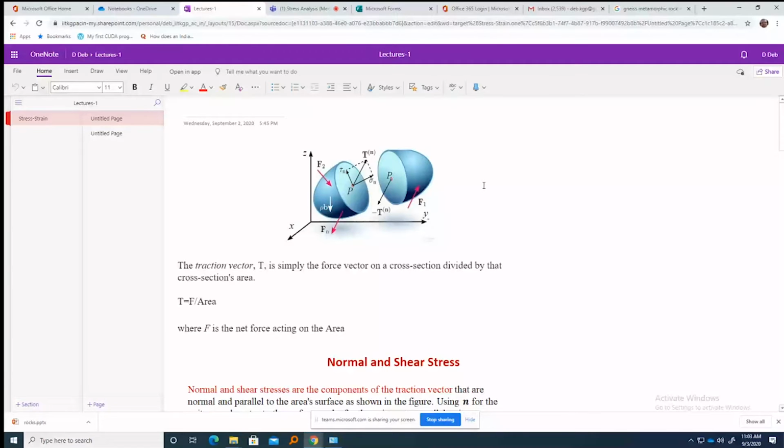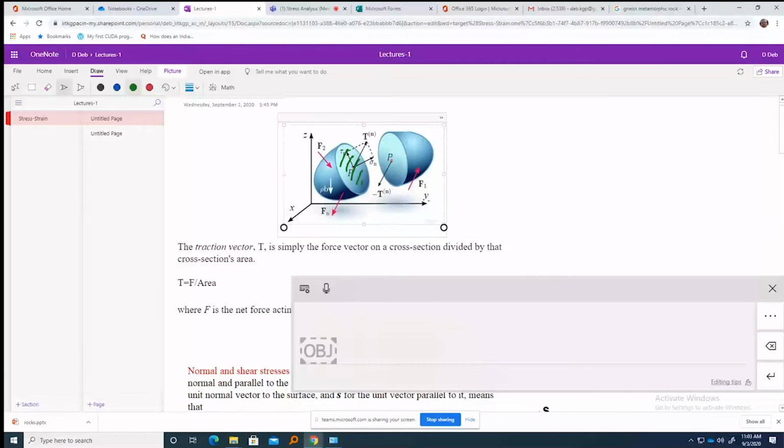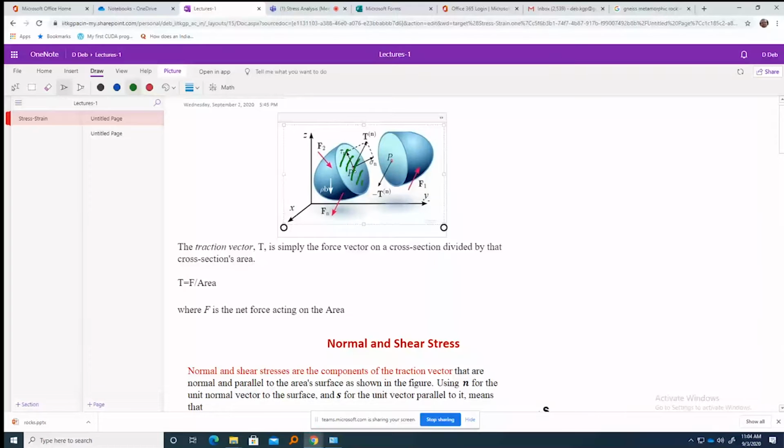Now, what is traction? We start from there. The traction vector is basically a force acting on an area, and this force divided by the area is what we call traction. So the unit of traction is Newton per millimeter square or meter square, or if you are writing in Pascal, then it is Newton per meter square. So this is the same.